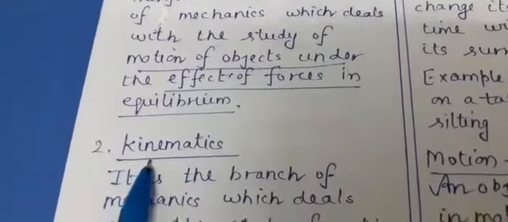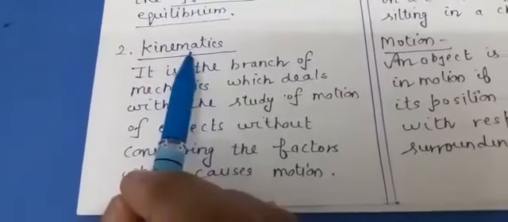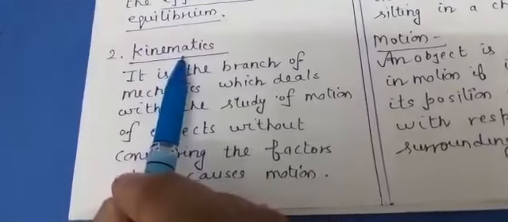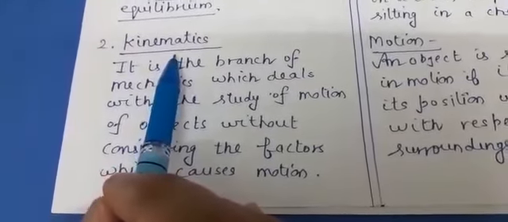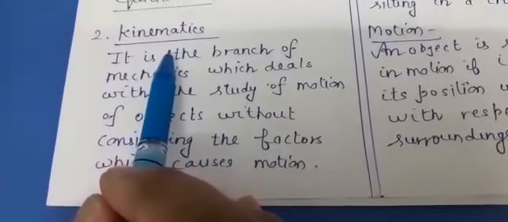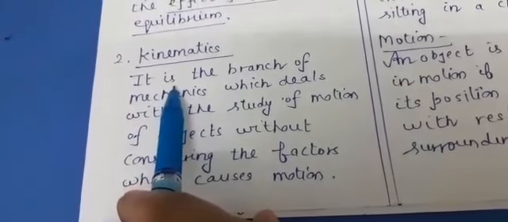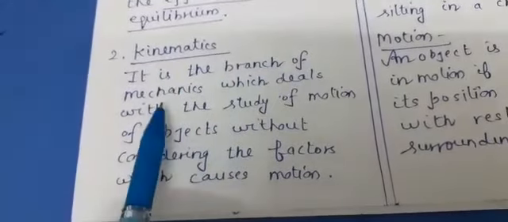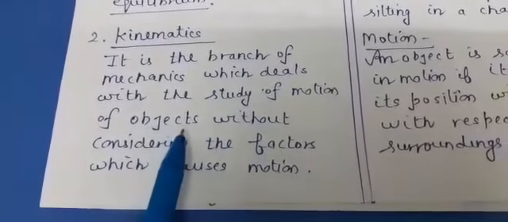Kine refers to motion. Matics is related with maths. It means whatever motion of an object we are studying, the related mathematical concepts we will study here in kinematics. What can be the different equations, how can we generalize the motion in mathematical form, what can be velocity, all that we study here in kinematics. So it is a branch of mechanics which deals with the study of motion of objects.